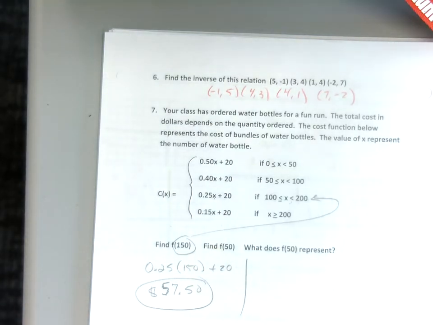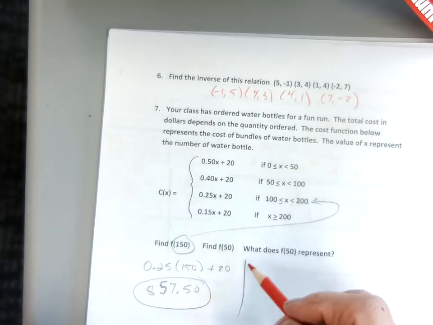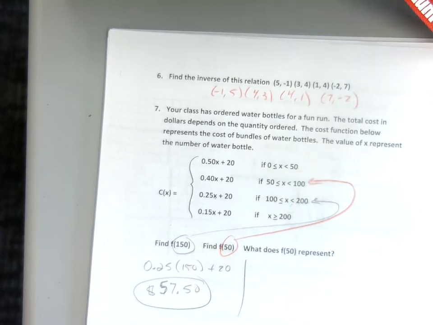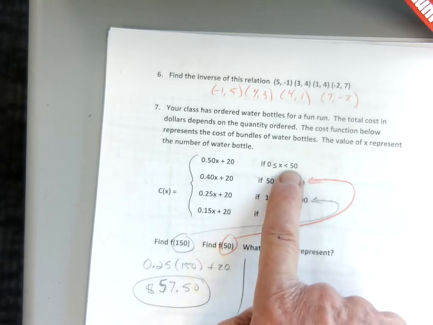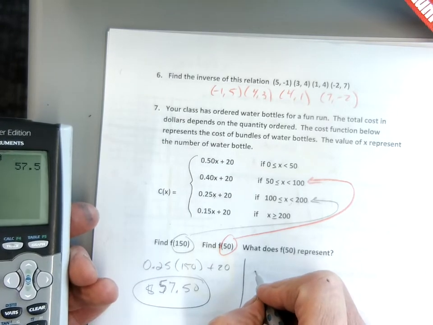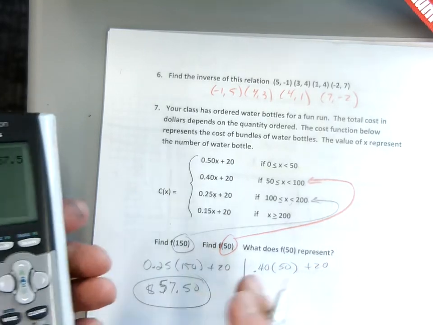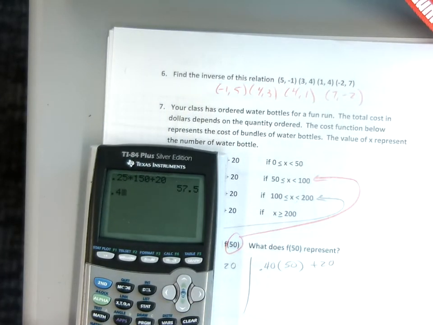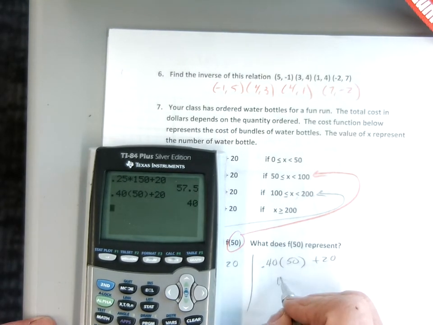F of 50. Where's F of 50 going to go? First, second, or third? Second equation, right? It's got to go there because 50 is in between. Can't be here because it doesn't equal 50, so we plug it into this one, okay? So I'm going to go 0.40 times 50 plus 20, and again, I'm just going to use my calculator. Use your calculator, guys. Make it easy for yourself, right? I believe in calculus. I know sometimes the middle school doesn't let you guys use calculators. Well, that's silly, right? That's going to be $40, right?